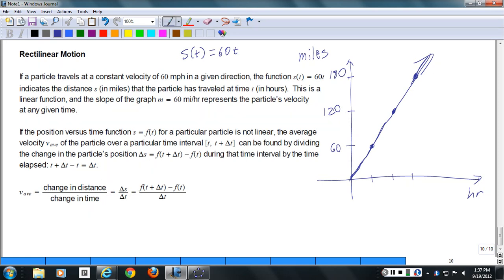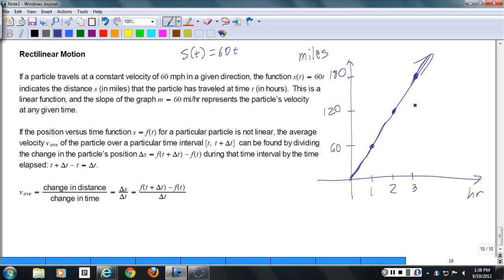In this case, it's a linear function, so after 1 hour, then the particle would be 60 miles on the positive side of its originating point. And then after 2 hours, 120 miles on the positive side of that. After 3 hours, 180 miles on the positive side of that. Now, the question I guess I would ask is, what can we make of the slope of this line? What is the slope of this line?